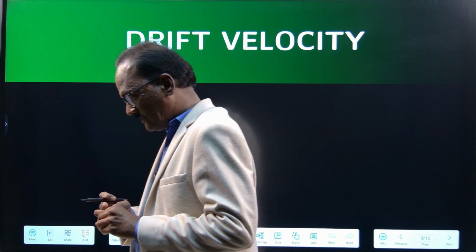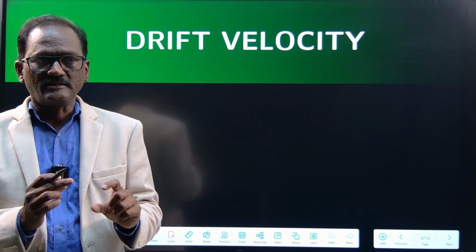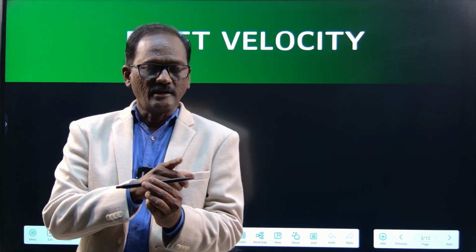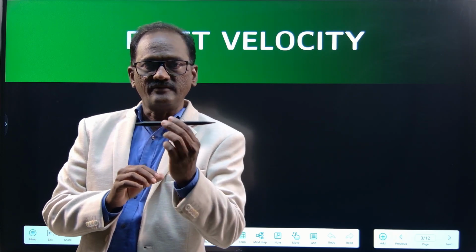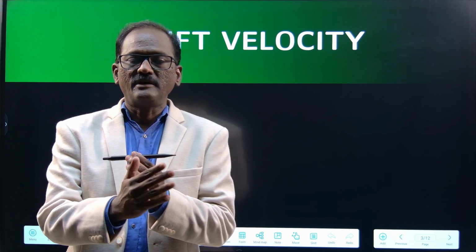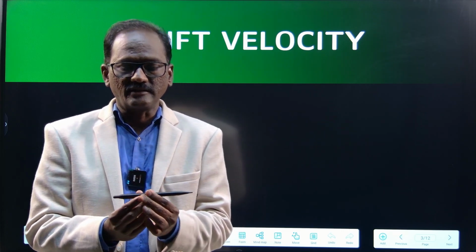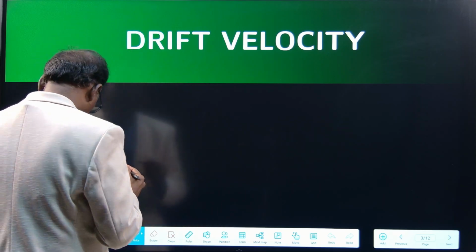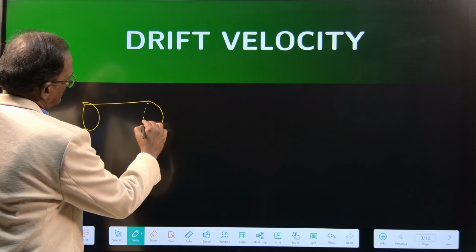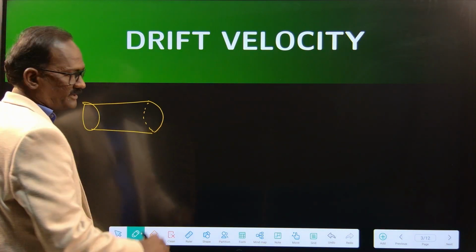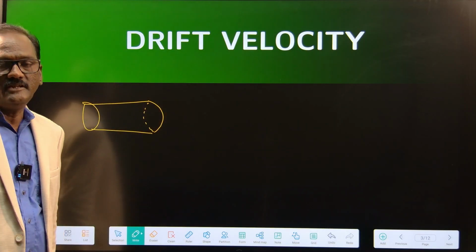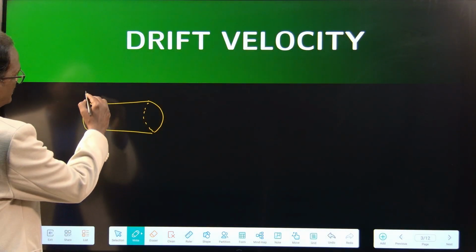Right? First, let me take a piece of conductor. I will take a piece of conductor like copper or aluminum and I will leave the two ends free. I won't connect any wire or any battery to the conductor. So this is one isolated conductor. This way, I have taken one conductor and I have left the two ends free. Isolated conductor.